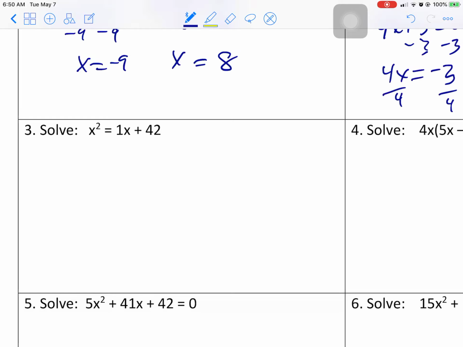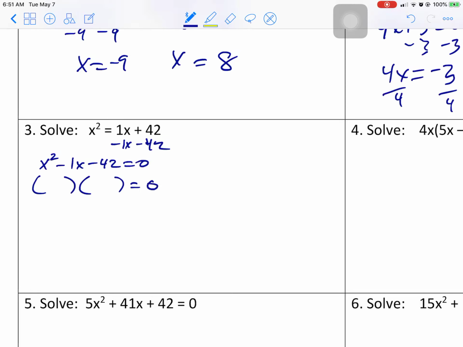All right, how about this one? I don't have 0 on one side, so I need to move everything over, and I need to move it to the left because I don't want this x squared to be negative. That's interesting, the 1 is in there. They're both positive, so I'm going to subtract them. So x squared minus 1x, or just plain x, minus 42 equals 0.